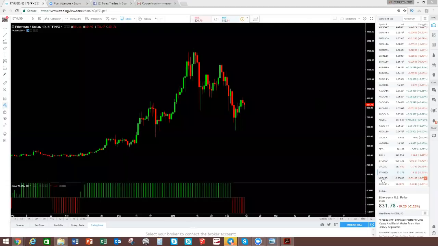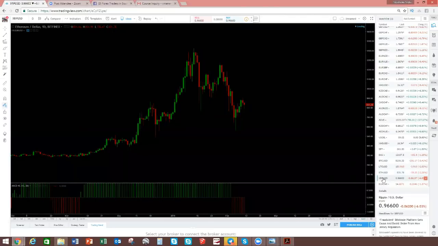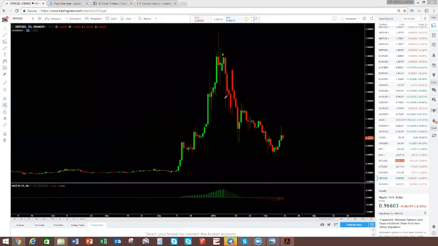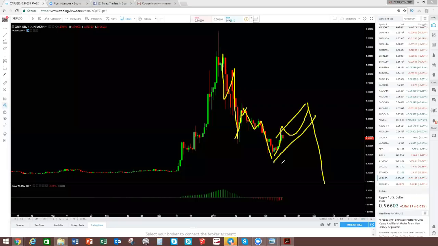Okay. That's Ethereum, Ripple. Let's look at Ripple. Ripple, 1, 2, 3, 1 pullback, 1, 2, 3. So we need to get another deeper one before we get down.